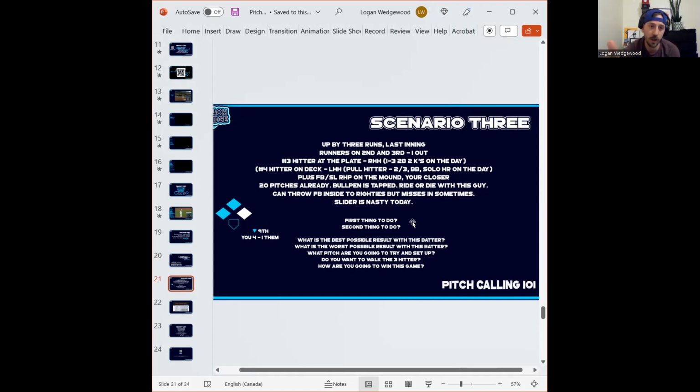Our pitcher is a plus fastball slider, right-handed pitcher. It's our closer. Our closer's at 20 pitches already, but in our bullpen, nobody else is available. Our closer is finishing this game, whether we win or lose. The closer is capable of throwing a fastball inside to righties, but misses in sometimes. And the slider is nasty today. That's a good piece of information to know, what's good today, right?